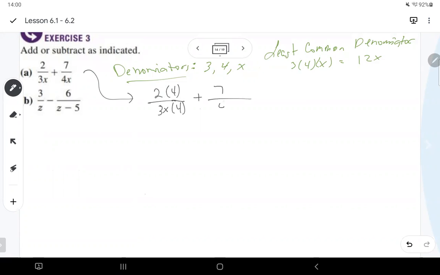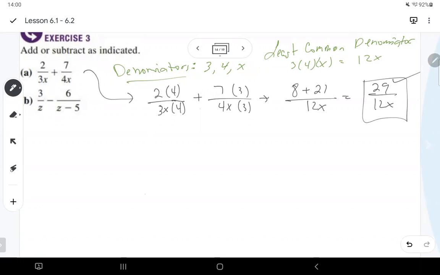And then if I'm taking 4 times 3, that means I have to take the 7 times 3. So I'm going to get 8 plus 21 on top and my 12x on the bottom. So that's 29 over 12x. I can't reduce, so that's my answer.